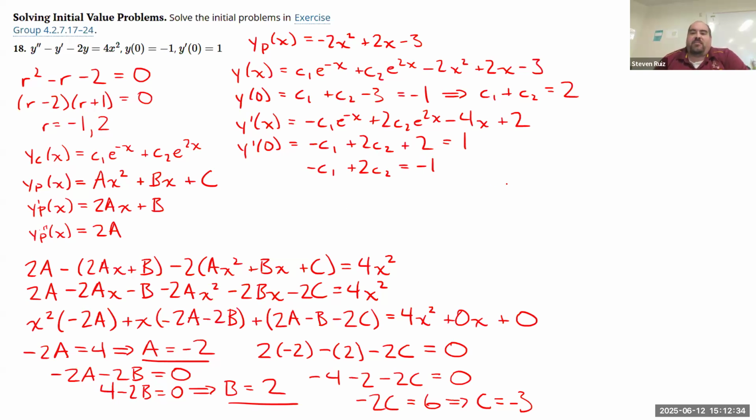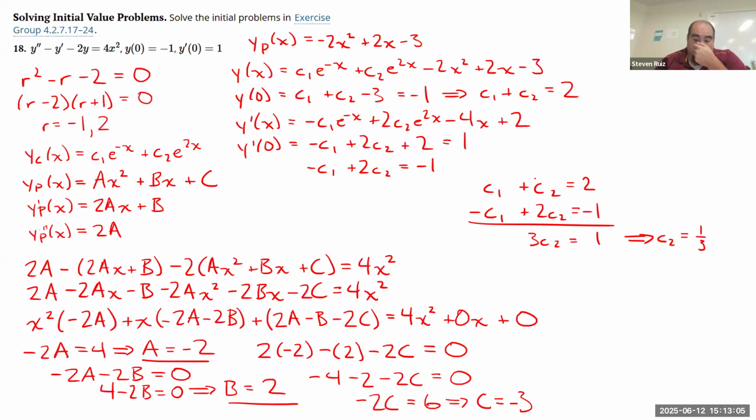So now I have a system of equations. c1 plus c2 equals 2. Negative c1 plus 2c2 equals negative 1. And conveniently, I can add straight down and my c1s will eliminate. So that gives me 3c2 equals 1, which means that c2 equals a third. And from there, if I plug in 1/3 for c2, that means c1 will equal whatever 2 minus a third is.